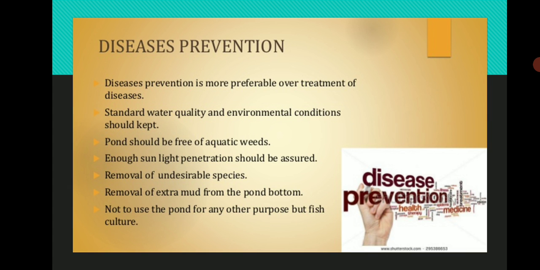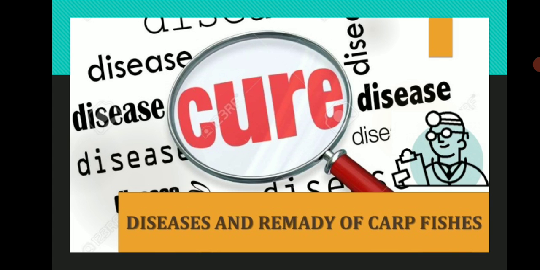Disease prevention may be preferable over treatment of a disease. Standard quality and environmental conditions should be kept. The pond should be free from aquatic weed. Enough sunlight penetration should be assured. Undesirable species should be removed, and extra mud removed from the pond bottom. Do not use the pond for any purpose but fish culture.